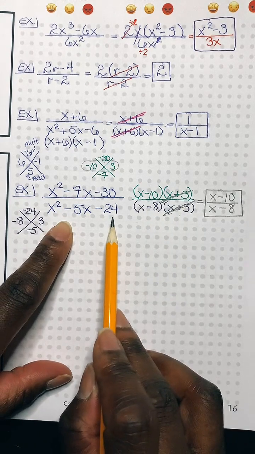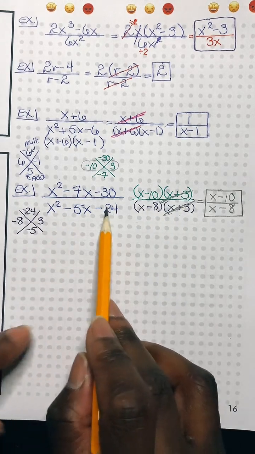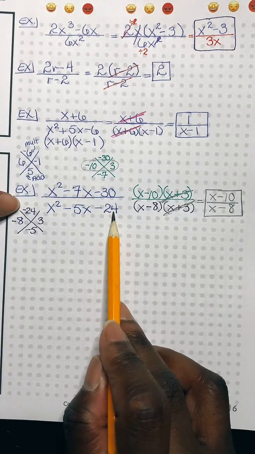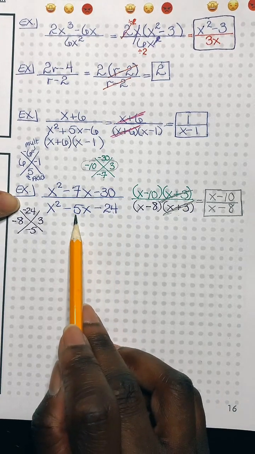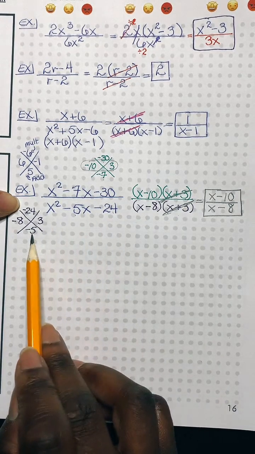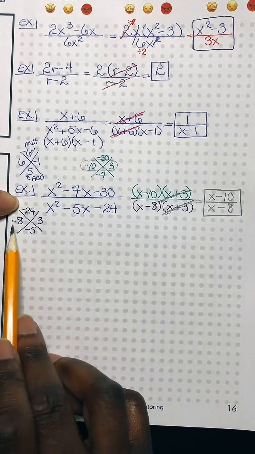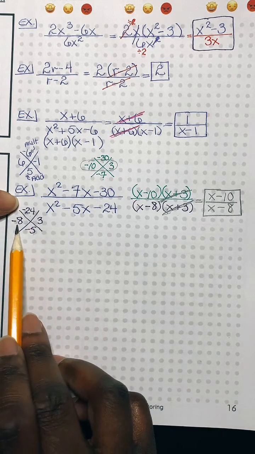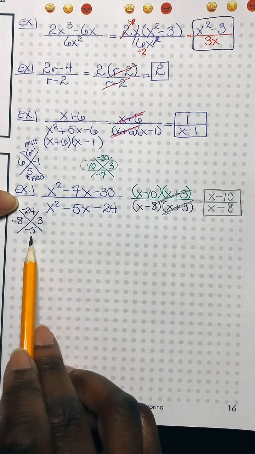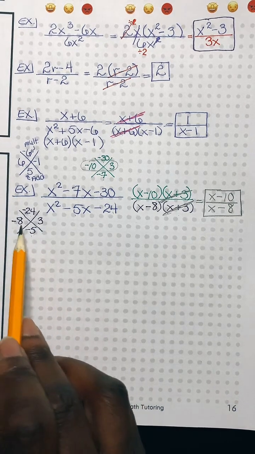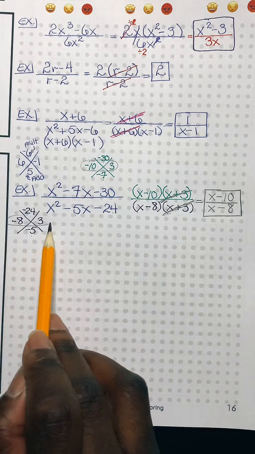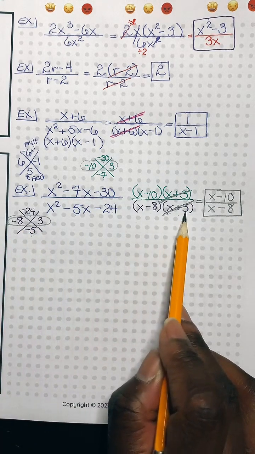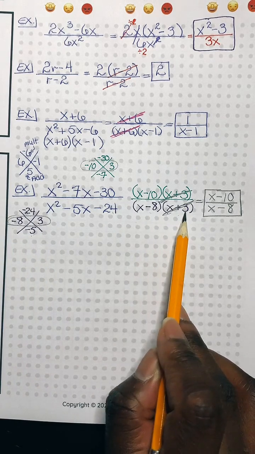Same thing happened down here in the denominator. What two numbers multiply together give me negative 24, and add together to give me a negative 5? So negative 8 times 3 gives me a negative 24, and negative 8 plus 3 gives me a negative 5. So then again, we're going to use these factors to fill in the parentheses.